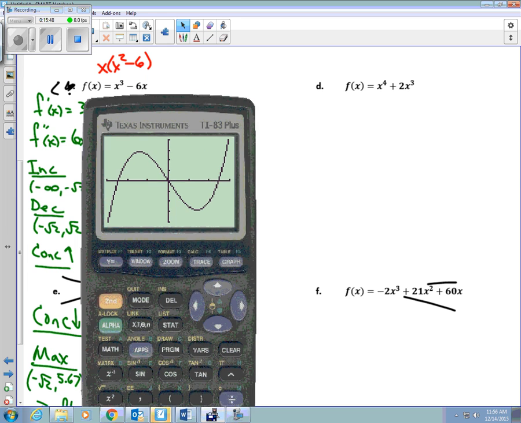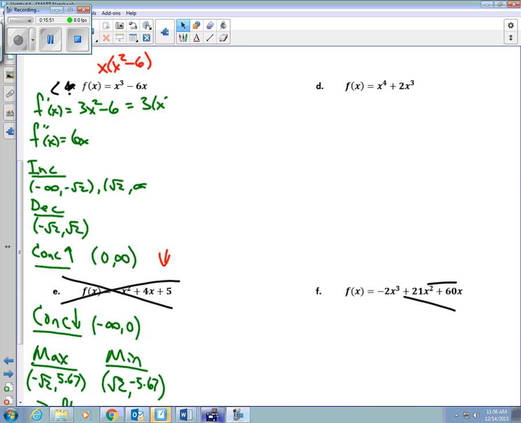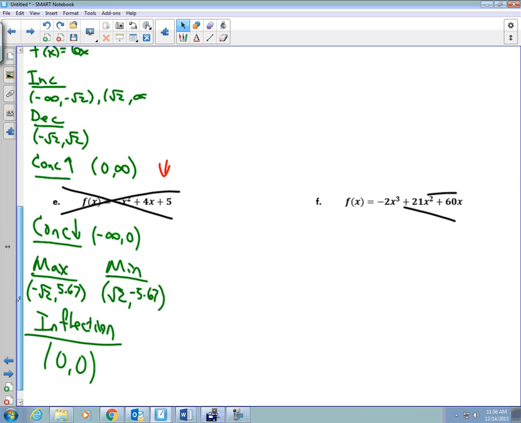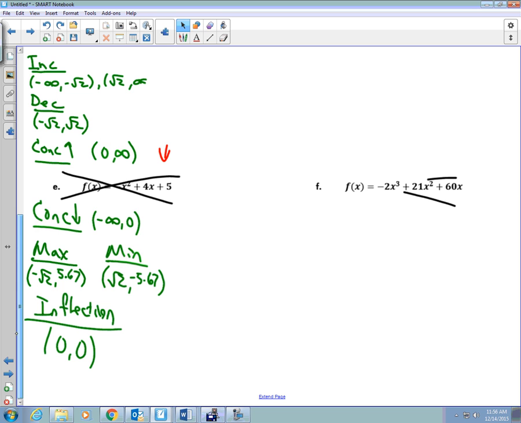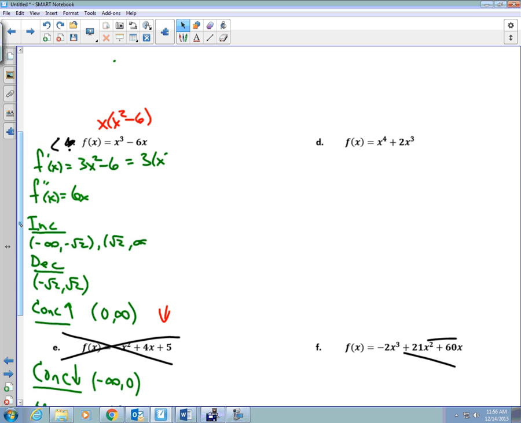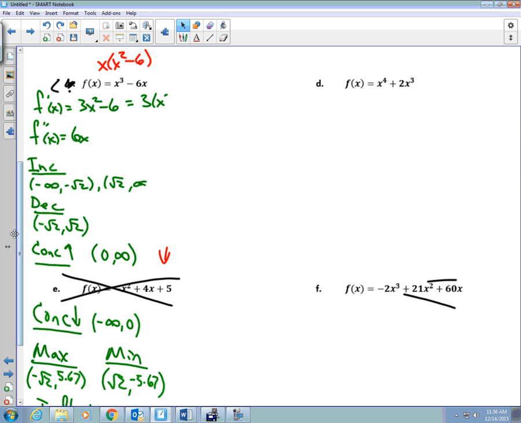Okay, so I forgot to record a little bit there. You can look and see what we've got for intervals of increasing, decreasing, and concavity, max, min, and inflection. We also sketched a graph. You can do that on a calculator. So we go to D.